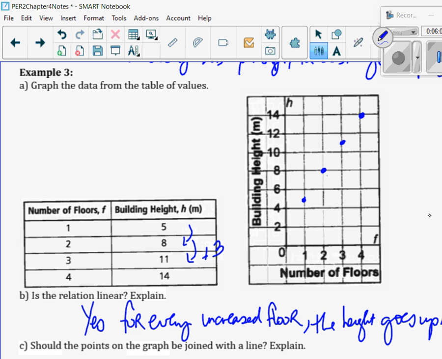If you can't graph it, you can look at the chart, and if it's going up by a constant amount, for every constant amount that it depends on, then you know it's a linear relation as well. Should the points on the graph be joined with a line? No, you can't have part of a floor.